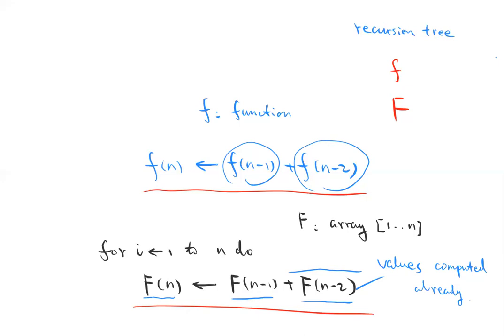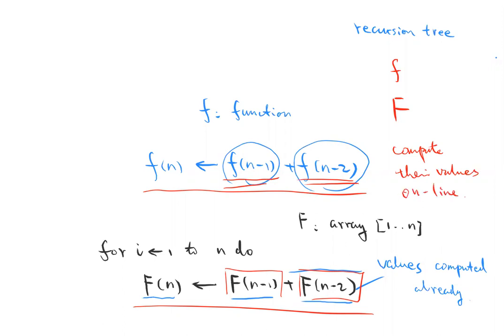Here the values are known. When we want to use these two values, the values are known already. But here it is different. When we want to use these two values, we compute their value online. So that's the difference between the recursive implementation of computing Fibonacci numbers and the array implementation.